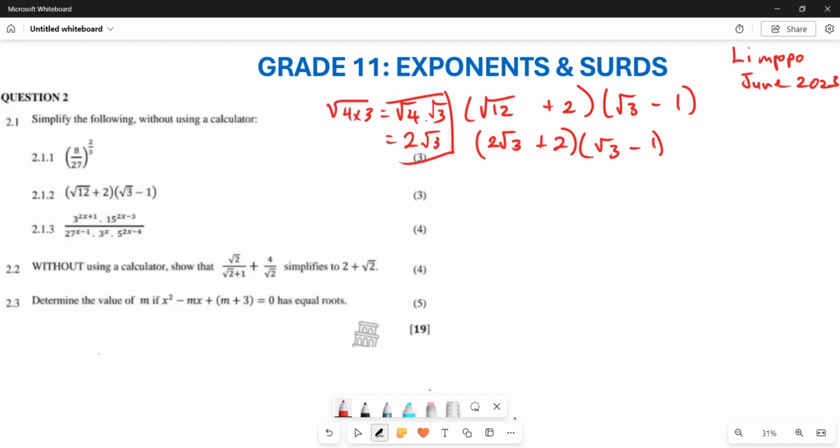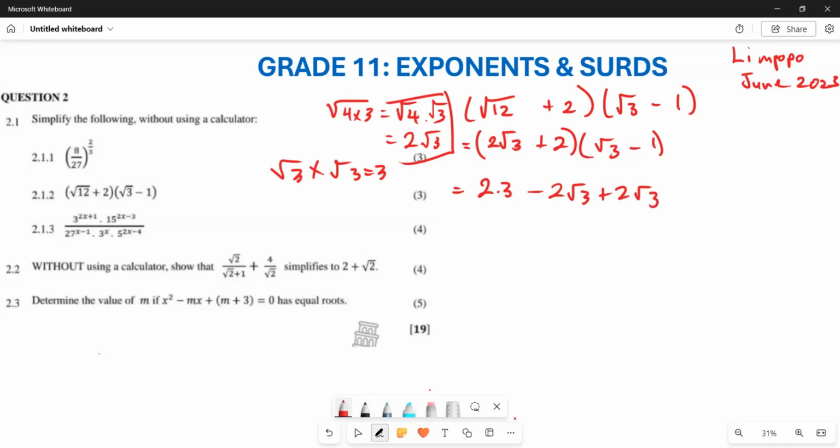Now you are going to multiply everything here. 2 root 3 multiplied by root 3: whenever you multiply root 3 by root 3, the answer is 3, so this is 2 multiplied by 3. Then 2 root 3 multiplied by negative 1 gives negative 2 root 3. And then the 2 multiplied by root 3 gives 2 root 3.